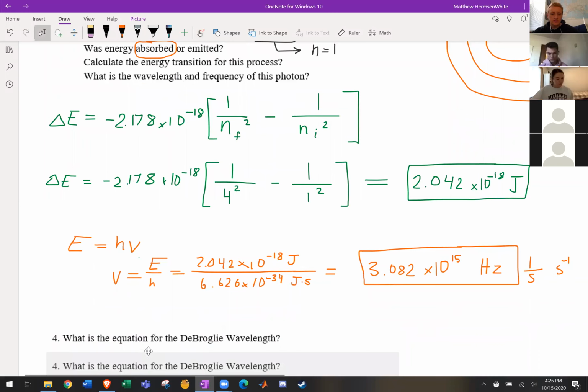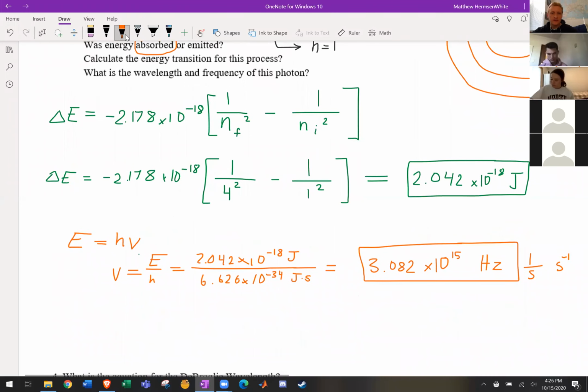So now that we have the frequency, we can find the wavelength. Now there are 2 ways to find the wavelength. You can either use the c equals lambda nu equation, or you can use energy is equal to hc divided by wavelength. Either way, I ended up using the c equals lambda nu equation. So solving for wavelength, lambda, the wavelength, is c divided by frequency. So you're going to get the same answer either way.